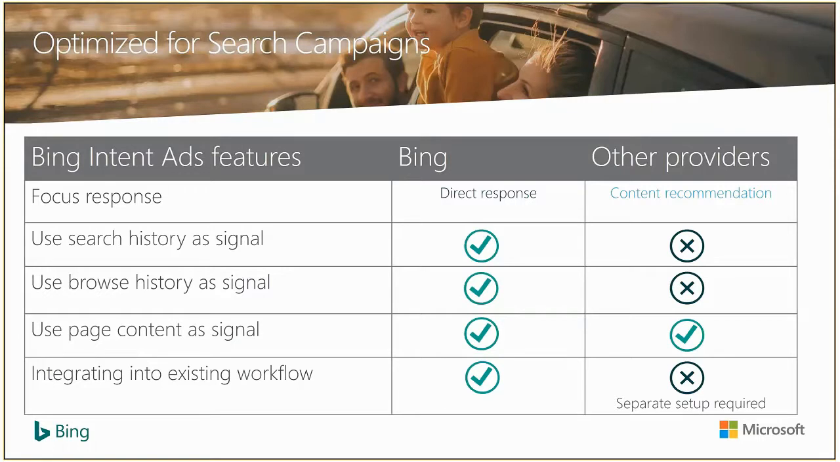You just can add image extensions to your existing campaigns, high quality images, which would then give you an opportunity to be presented on a number of different placements, which we'll go through over the next couple of slides.